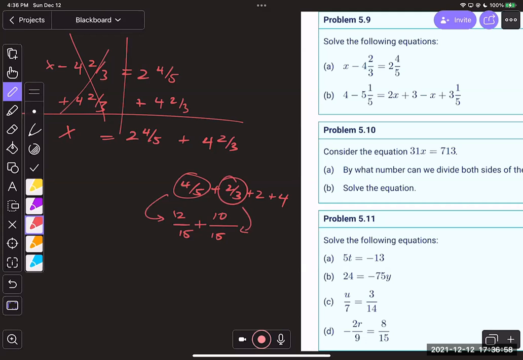It's 1 and 7 over 15, I think. Right, because this is 22 over 15 plus 6, which is equal to 1 and 7 over 15 plus 6. So your final answer is x equals 7 and 7 over 15. All right, any questions from anyone on this problem here?